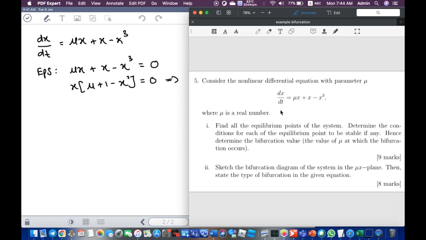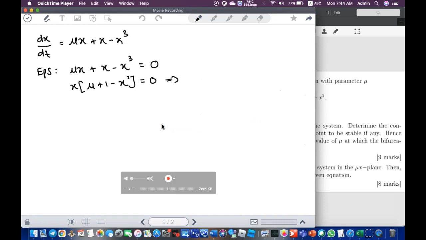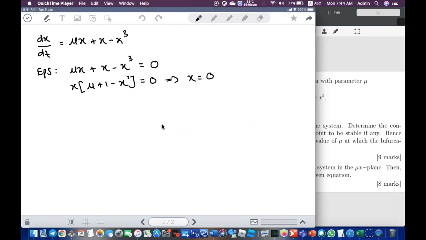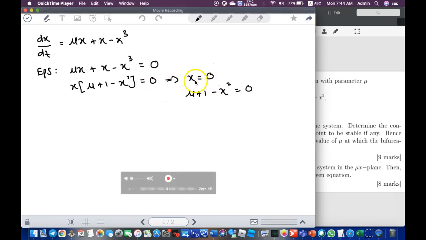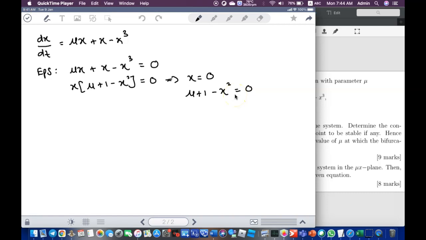So from here we have x equal to 0, and also mu plus 1 minus x squared equal to 0. If you want to sketch your bifurcation, you have to use this x equal to 0 and also mu plus 1 minus x squared equal to 0, and you can sketch the bifurcation diagram. As I mentioned before, you have to have the basics of your sketching. So how can you get that?